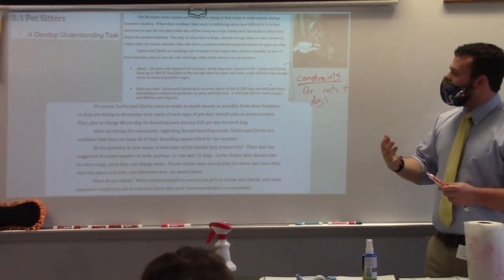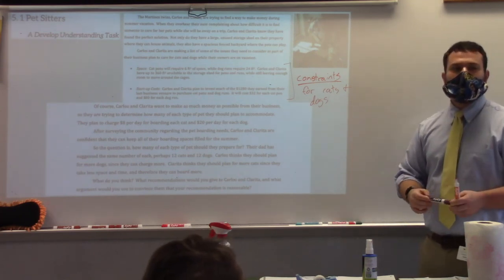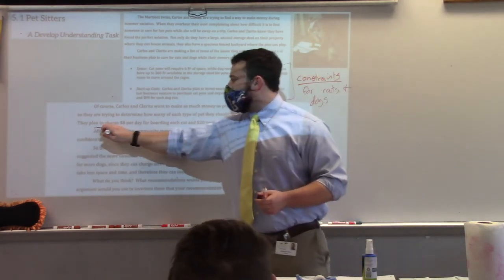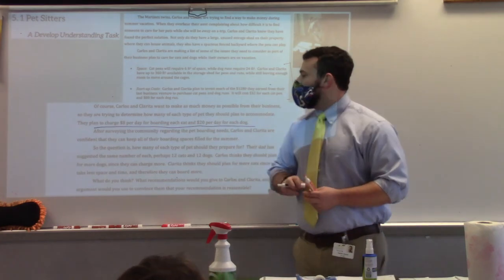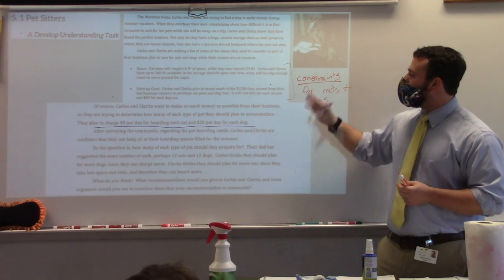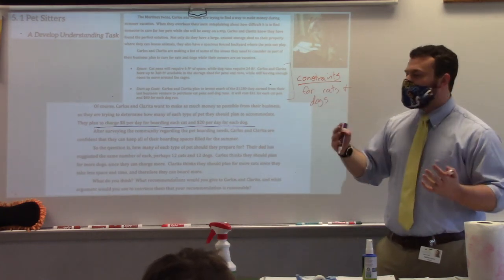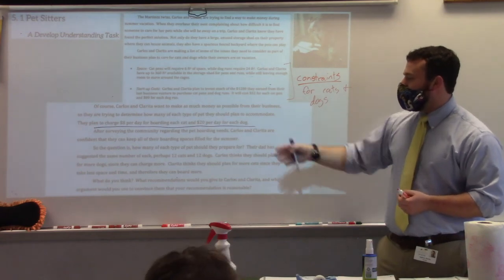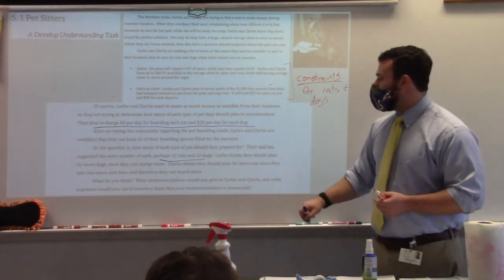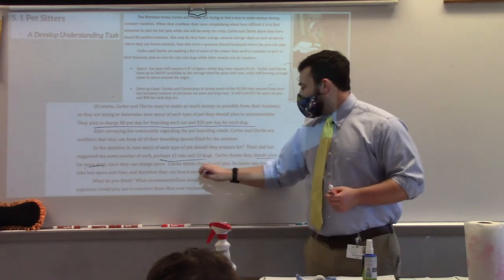And then the thing is, though, we don't just want to look at constraints. If they're in business, what do they want to do? Make money, right? And so they plan to charge $8 per day for boarding each cat and $20 per day for each dog. Whatever combination of cats and dogs they go for, they're pretty confident they'll be able to fill their boarding space. So the question is, how many of each type of pet should they prepare for? Dad says perhaps 12 cats and 12 dogs. Carlos thinks they should plan for more dogs, and Clarita thinks they should plan for more cats.